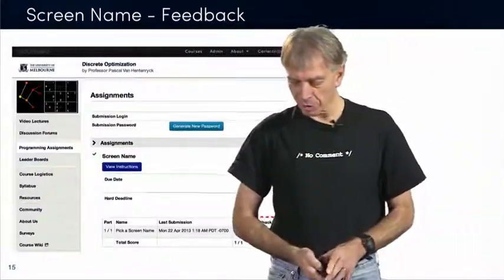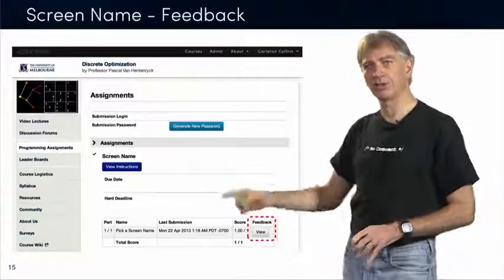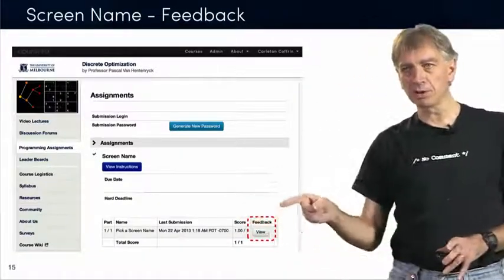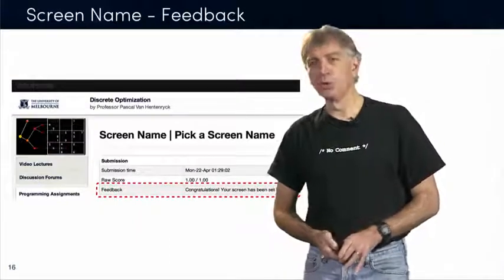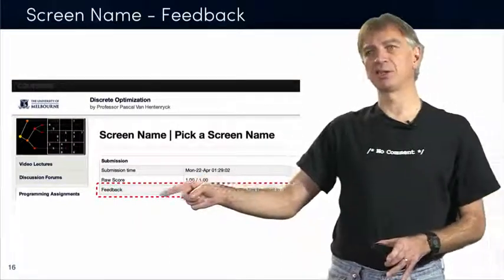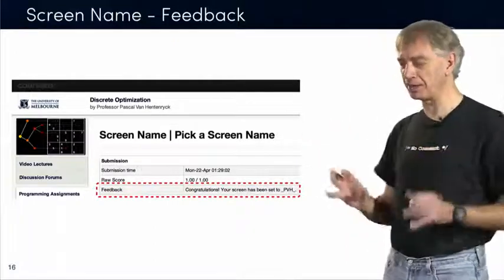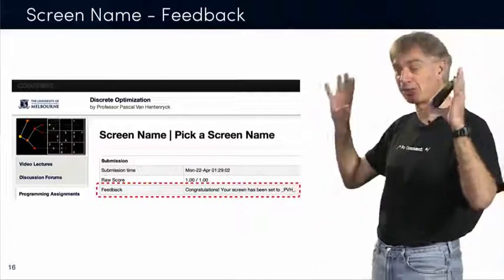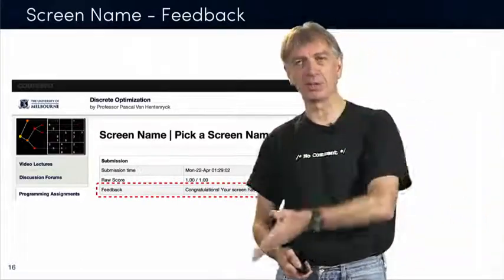Once you have done that, you can start viewing the results of your assignment. You have this beautiful button in the feedback column that you can click on, and you will get various kinds of messages. In this case, you get a nice message congratulating you for putting the screen name and successfully submitting your first assignment. Now, other assignments are going to be more interesting.